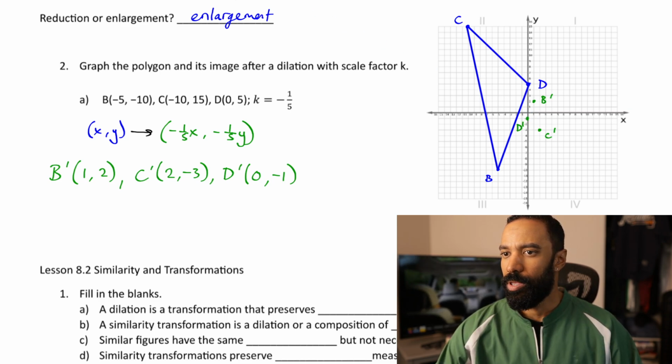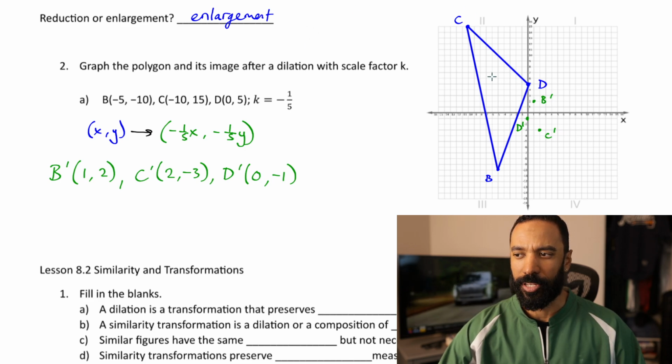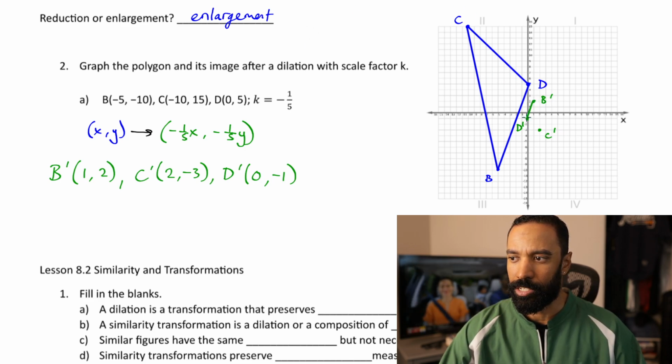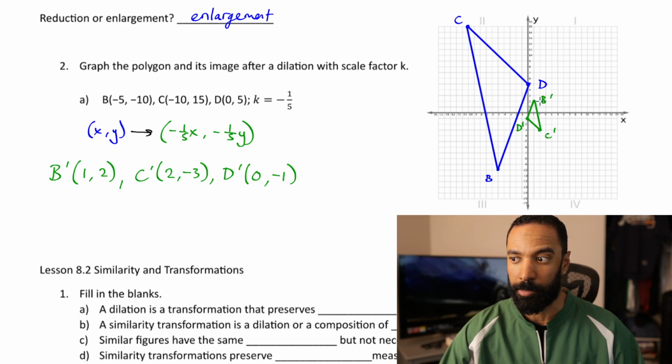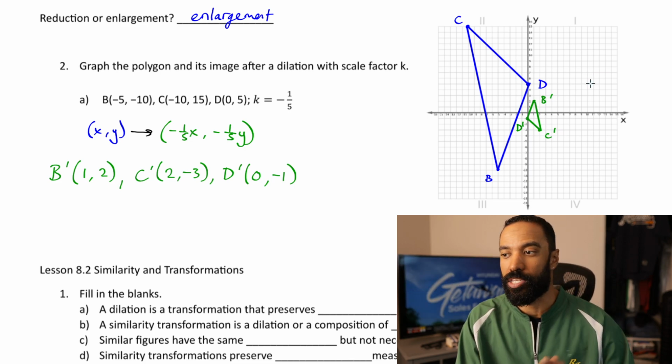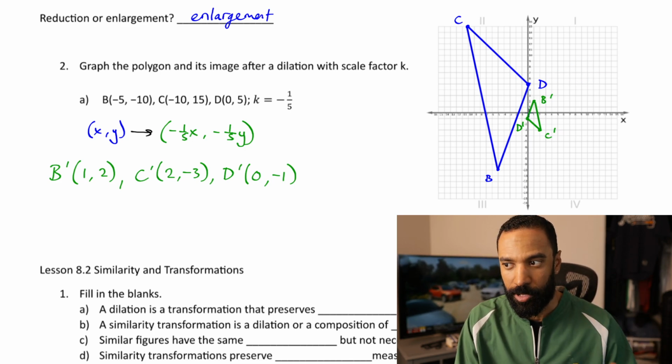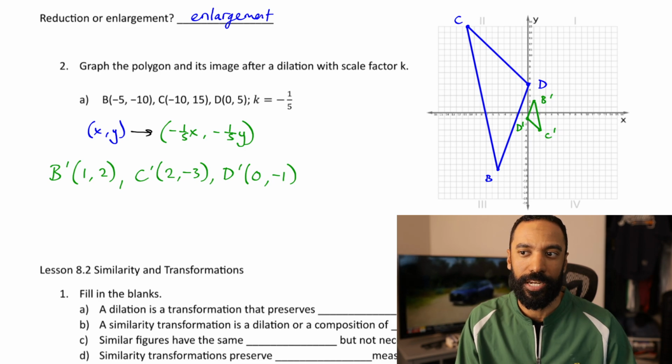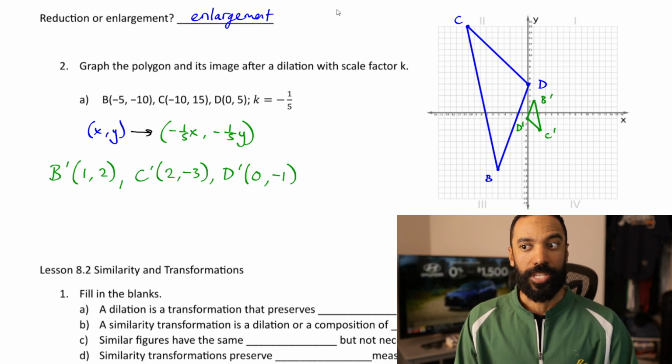Now, remember, this chapter is on similarity. Dilations are a way to begin creating similar objects without maybe knowing it first. Maybe you weren't aware what similarity was yet, and that's fine. But we just made something that was 5 times smaller and 5 times closer to the origin. The origin is your center of dilation.